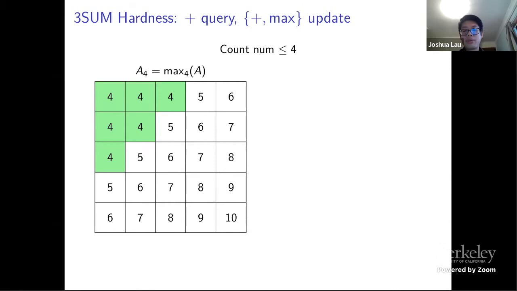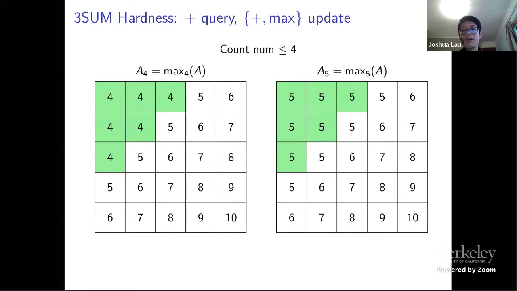We can do the same again, maximizing the whole grid with 5. So what's changed now is that every value that was precisely 4 in the left grid has changed to 5 in the right grid. Another way of thinking about this is that the only elements that have changed from the left grid to the right grid are precisely those that were at most 4 in the original grid.